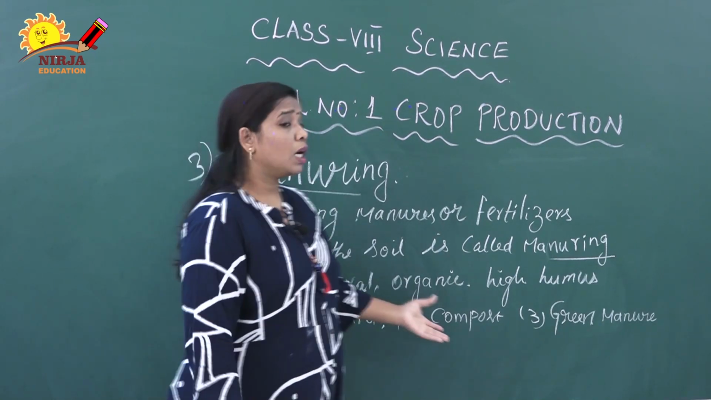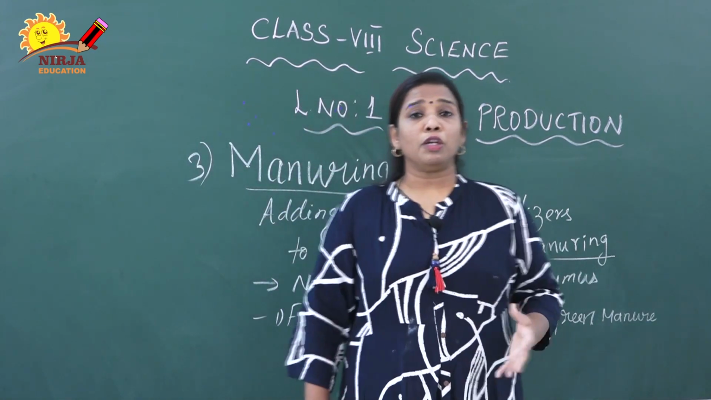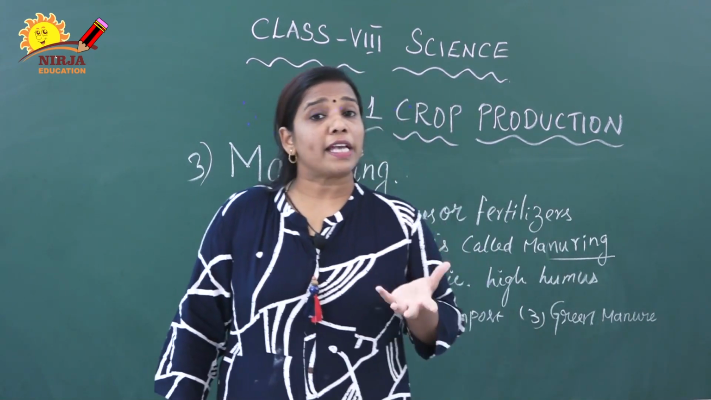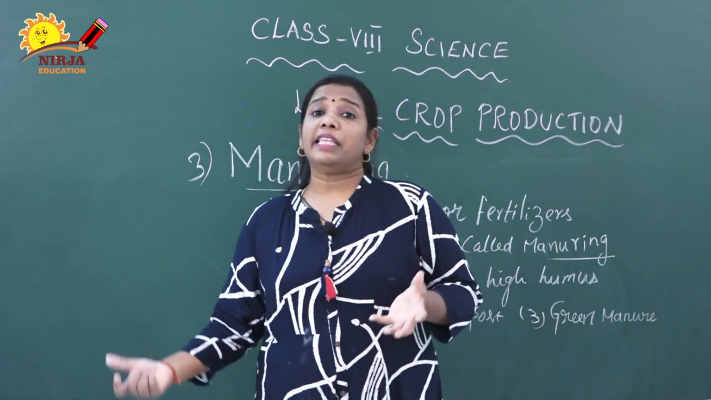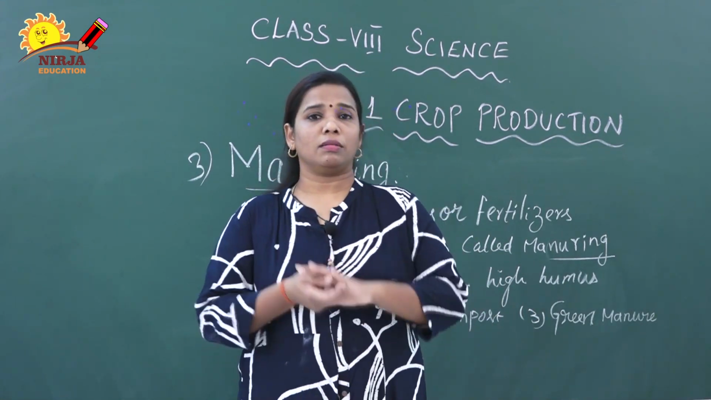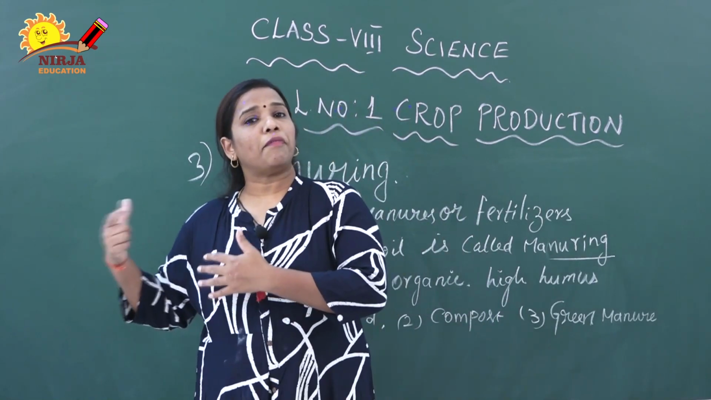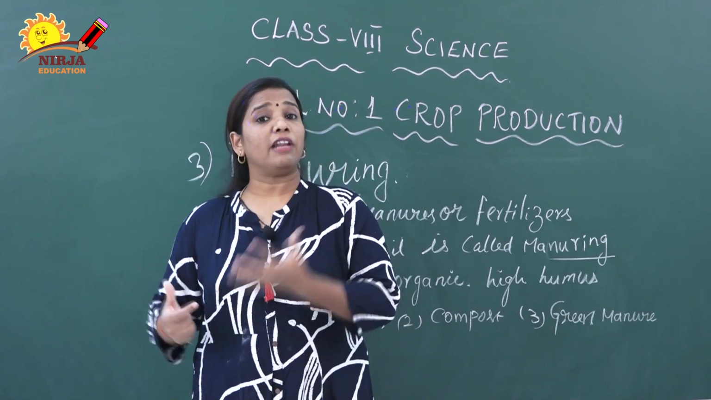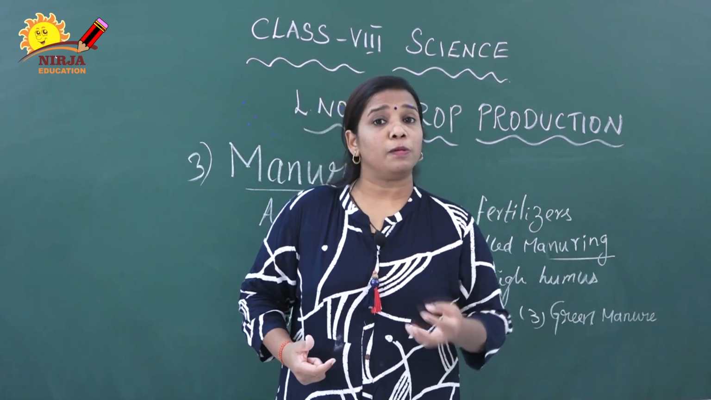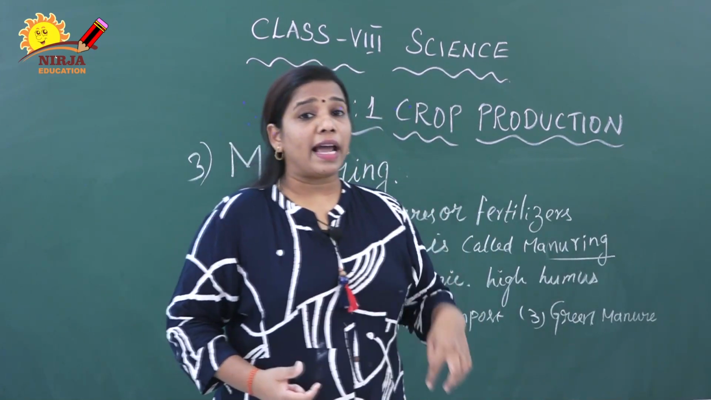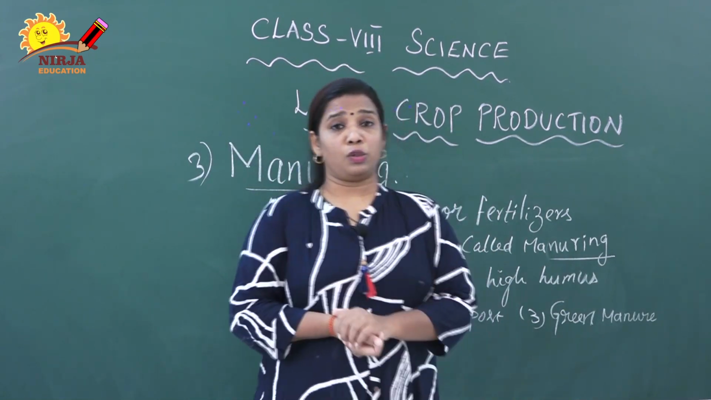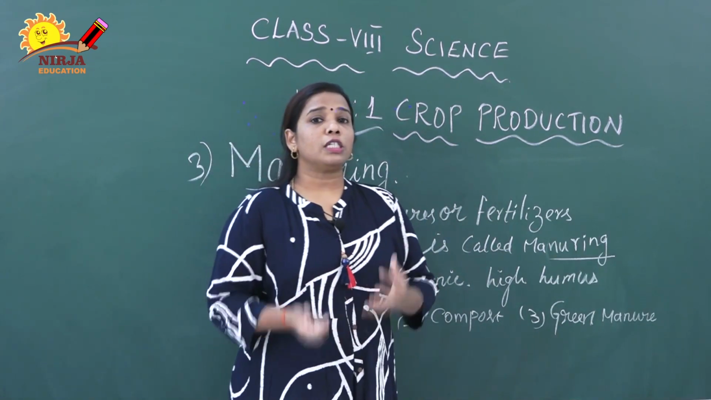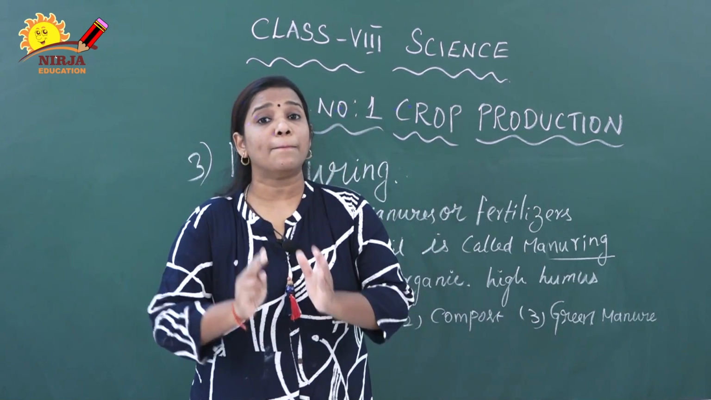The second one is compost manure. Compost manure means the majority of the substances will be plant material, plant waste material only. At the same time, they will add a certain amount of cow dung. They will not add much animal waste product, but they will add more plant, vegetable and fruit waste products, peels of vegetables, litter, everything, along with a certain amount of cow dung also. This process is called composting. So the compost prepared by this method is called composting.